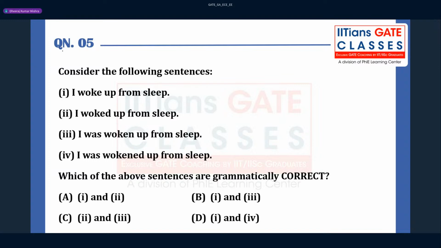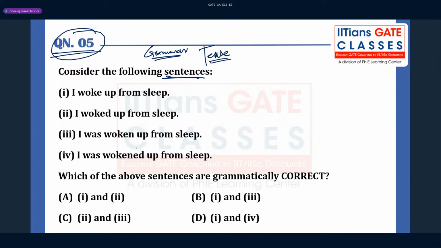Now let us see another question. This question is from English, from the grammar part, and basically here you have to check the tense, the correct form of the verb. So consider the following sentences: I woke up from the sleep. I was woken up from the sleep.